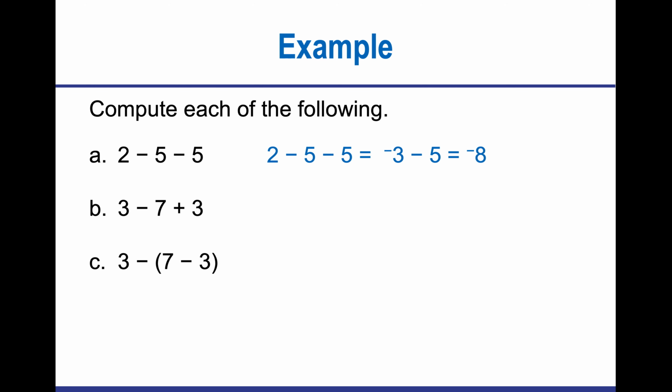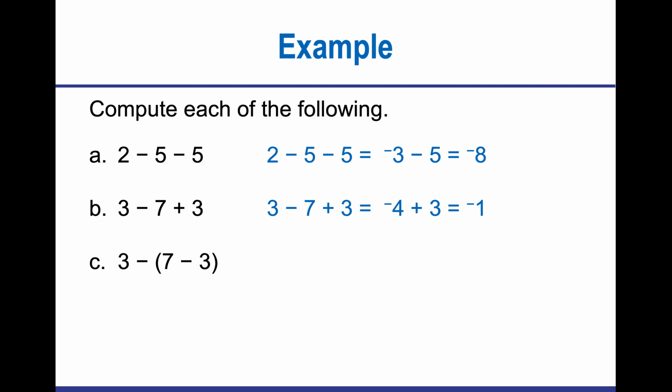So 2 minus 5 minus 5. First, I have to figure out what is 2 minus 5. 2 minus 5 is negative 3. Then I'm going to have that minus 5 still hanging out because I haven't done anything with it yet. And that's where I get negative 8. Same thing in B. 3 minus 7 is negative 4. Then I'm going to add the 3 to the negative 4 to get negative 1.